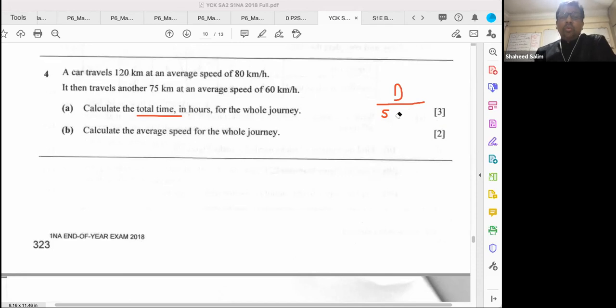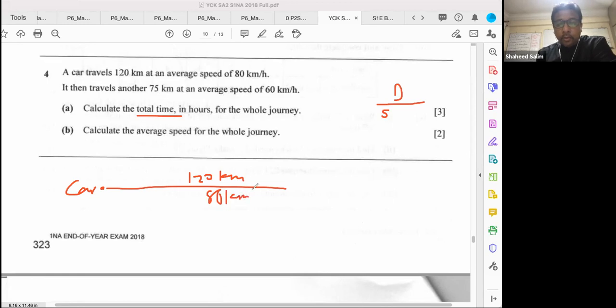But you see, there are two different speeds. How to do? Okay, so you must understand now. Here's the car at first. The car is traveling for a distance of 120 km at 80 km per hour. Then after that, down here now, it traveled another 75 km, but not at the same speed, at a different speed. How much? At a slower speed of 60 km per hour. Now you need to find the time for each part.